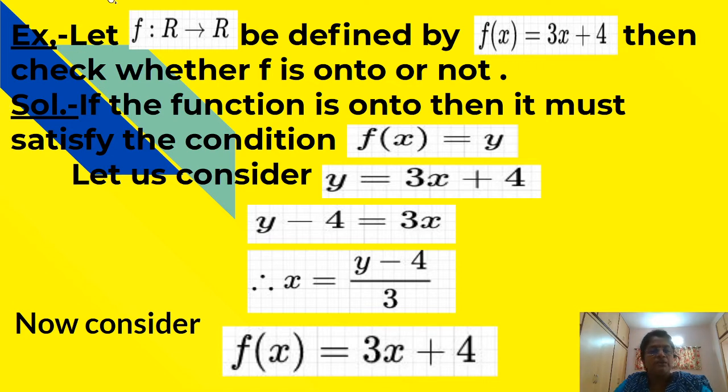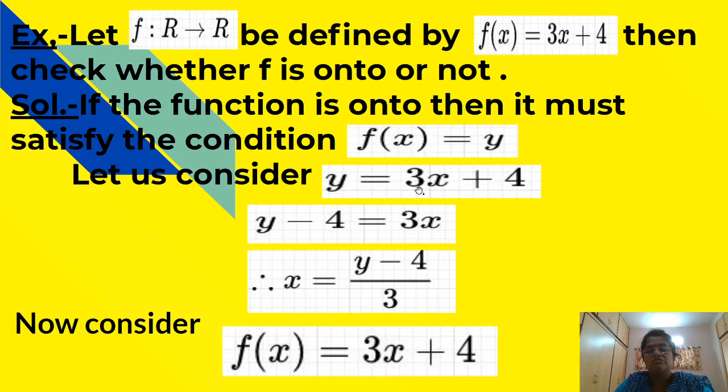See the next example. Let f from R to R be defined by f(x) = 3x + 4. Then check whether f is an onto function or not. See the solution. If the function is onto, then it must satisfy the condition f(x) = y. Let us consider y = 3x + 4, because f(x) = 3x + 4 and y = f(x).